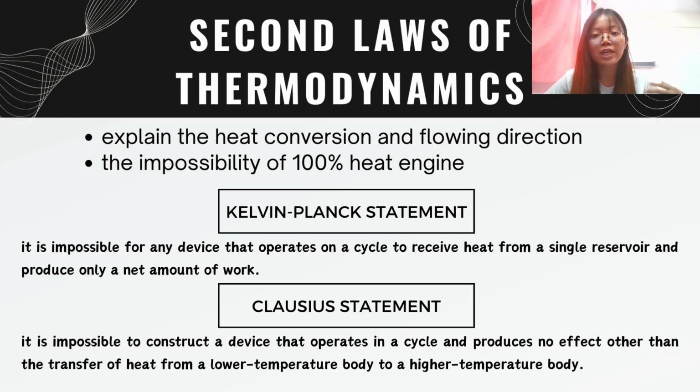So now we turn to the second law of thermodynamics. This law explains the heat conversion and the flowing direction. It also states the impossibility of 100% efficiency of a heat engine. So in this law, it has two statements. The first one is the Kelvin-Planck statement, and the second one is the Clausius statement.